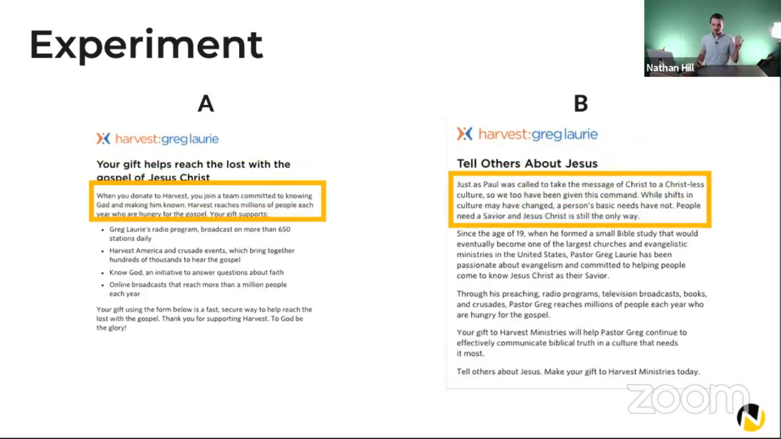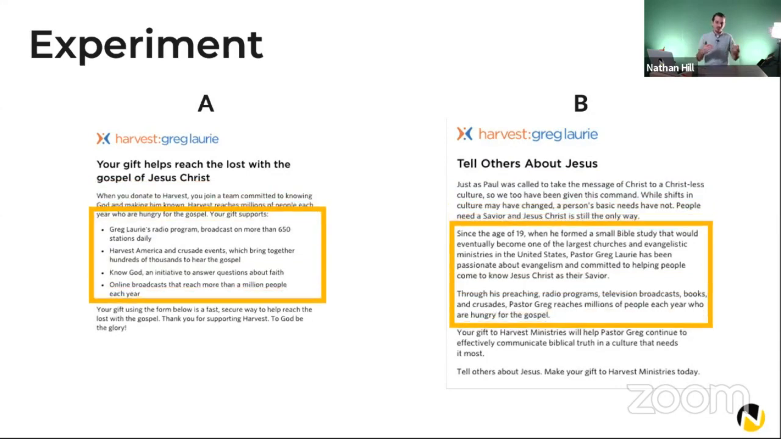Version A starts with "When you donate to Harvest, you join a team that's committed to knowing God and making him known," and they go into talking about why you should donate to the organization and what their values are. Version B starts with a specific story, "just as Paul was called to take the message," and then it goes into the specifics of the story and the narrative.